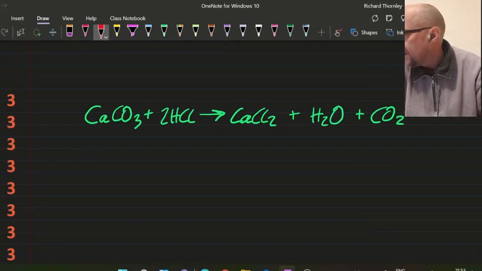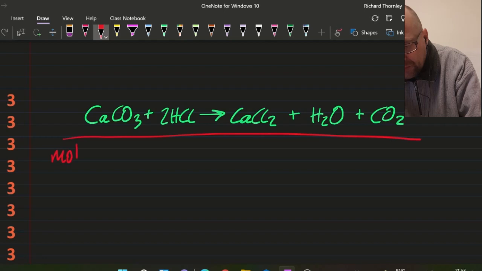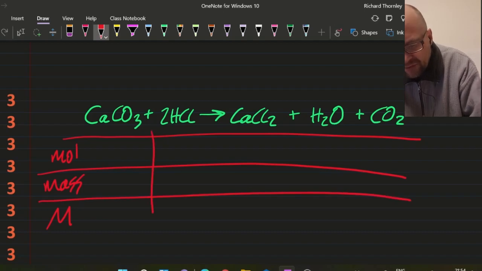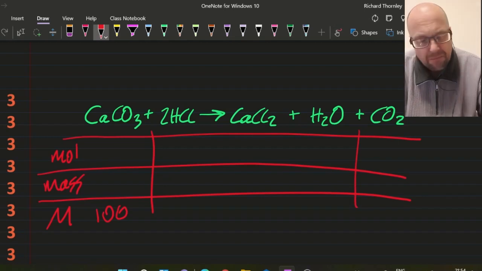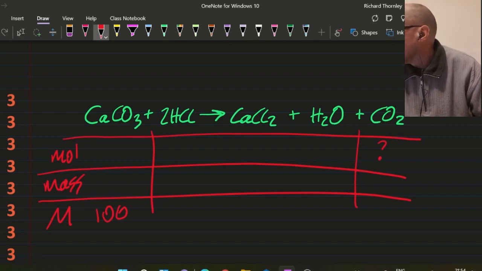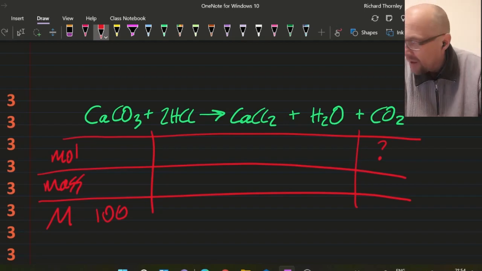Okay, question 3. So I'm going to do the boxes method. Moles, mass, molar mass. The molar mass of calcium carbonate is 100. I've got to work out how many moles of carbon dioxide I've got. After all, if I end up with 1 mole of carbon dioxide, that's going to be 22.7 decimeters cubed, because it says 22.7 decimeters cubed is 1 mole. So let's see how many moles I've got.